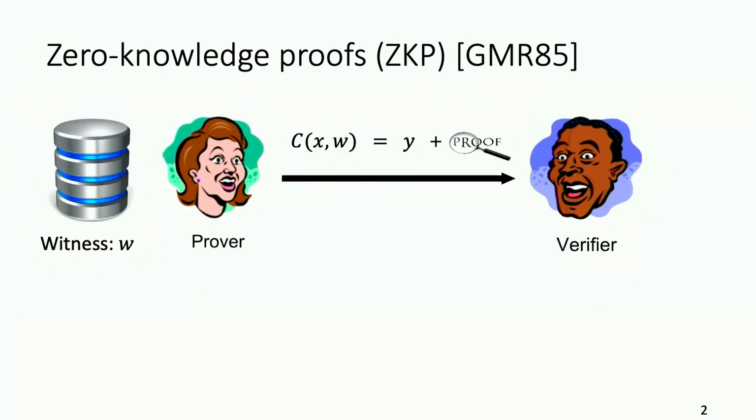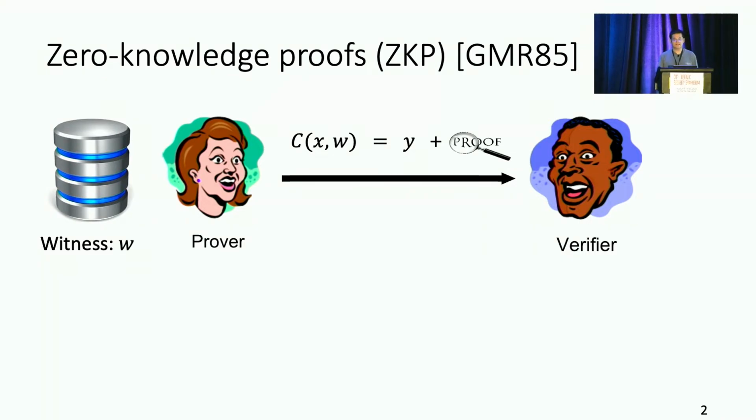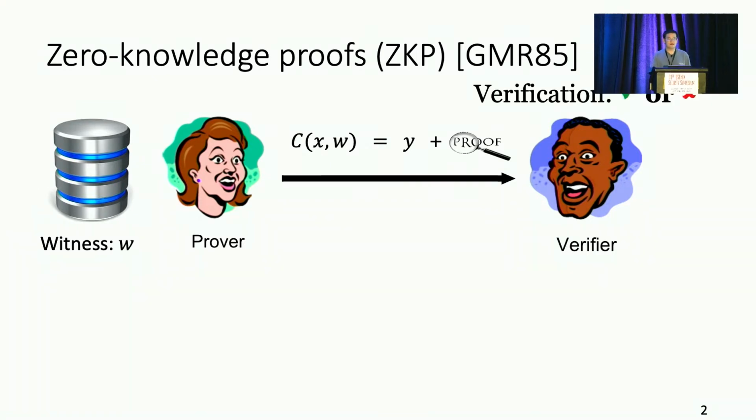So first of all, let's talk about the background on zero-knowledge proofs. Zero-knowledge proofs is a cryptographic tool between two parties. The first party is the prover, and the second party is the verifier. And in the protocol, the prover wants to convince the verifier of some computation on function C with input x and w equals y. Here, x is a public input, so x is known to both parties. W is private to the prover, and the verifier doesn't know w. After seeing the output and the proof, the verifier can decide to accept or reject the statement.